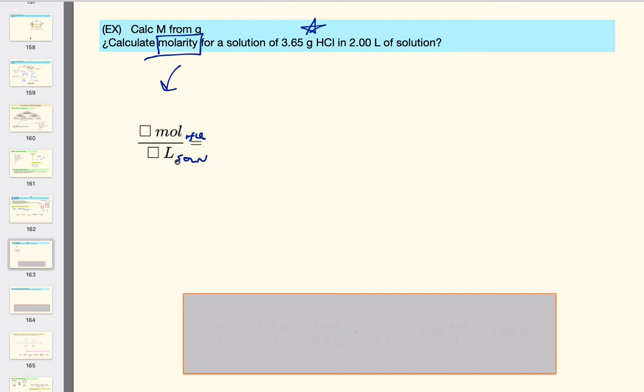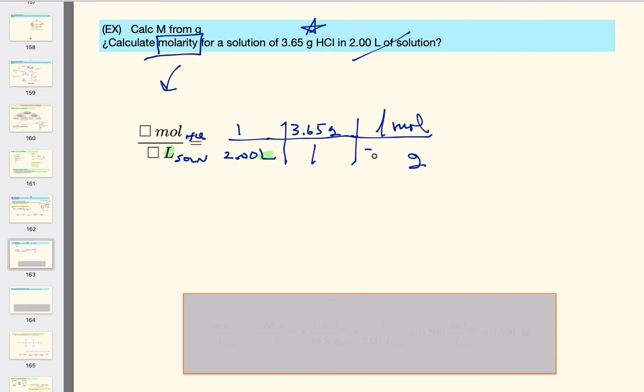Okay, do I know any of these? Yes, I do. I actually know how many liters of solution. I'm going to put that in the bottom because I'm looking for liters and I have liters. Yes. And now what do I need? I need moles in the top. I don't know moles, but I do know grams. 3.65 grams, which I can then convert from grams to moles after calculating the molar mass of HCl. 1 mole equals 36.5 grams.